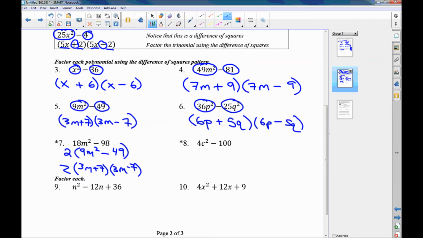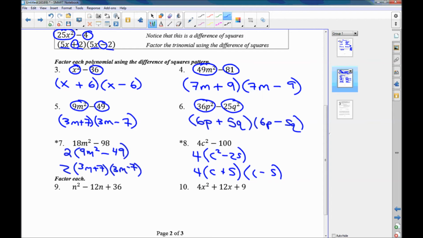Okay. All right, same kind of thing here. Even though they are perfect squares, there is something that can divide evenly into both first. So when we're factoring, we must always factor that out first. So that's a 4. It leaves behind c squared minus 25. And then the square root of c squared is c. Square root of 25 is 5. One gets a plus and one gets a minus.